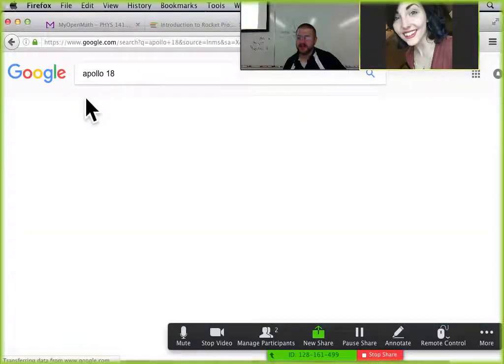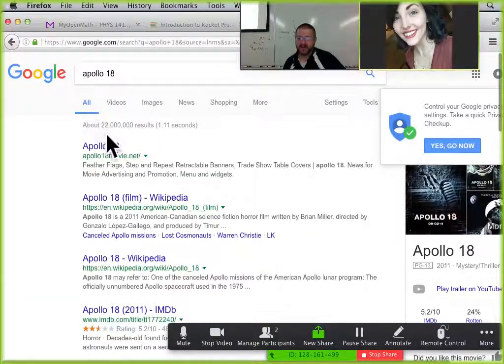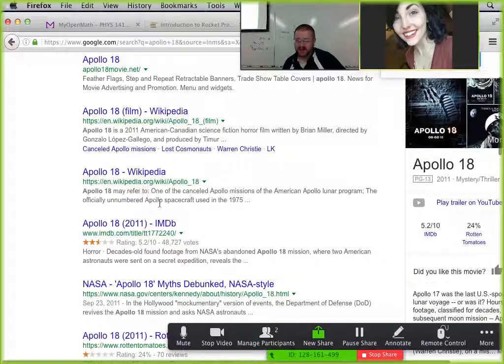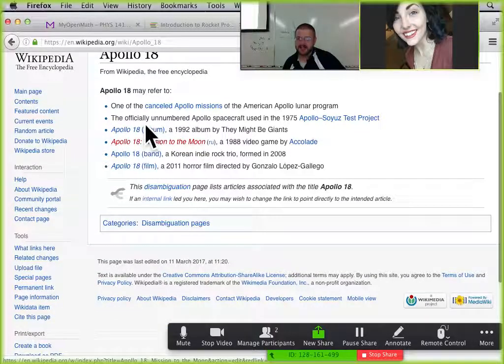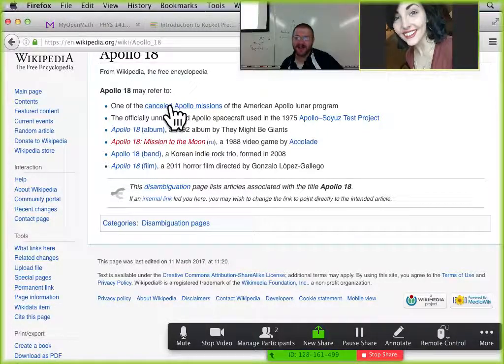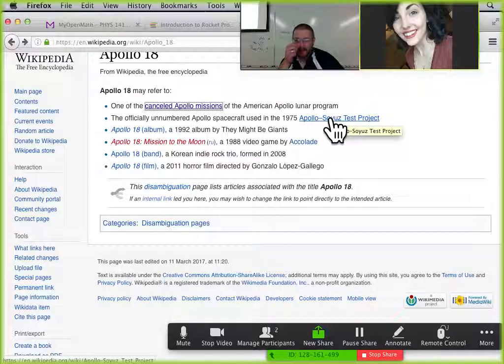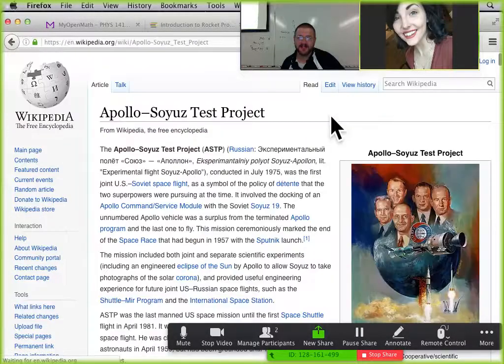Let's see, let's go here. I don't remember if Apollo 18 actually was launched. Yeah, I don't think it was. Click on that, because it said the official lead unnumbered Apollo spacecraft. See, this is the Apollo 18 I know, the They Might Be Giants one. Yeah, it's just the Apollo-Soyuz test rocket, unnumbered. Some people call it Apollo 18.